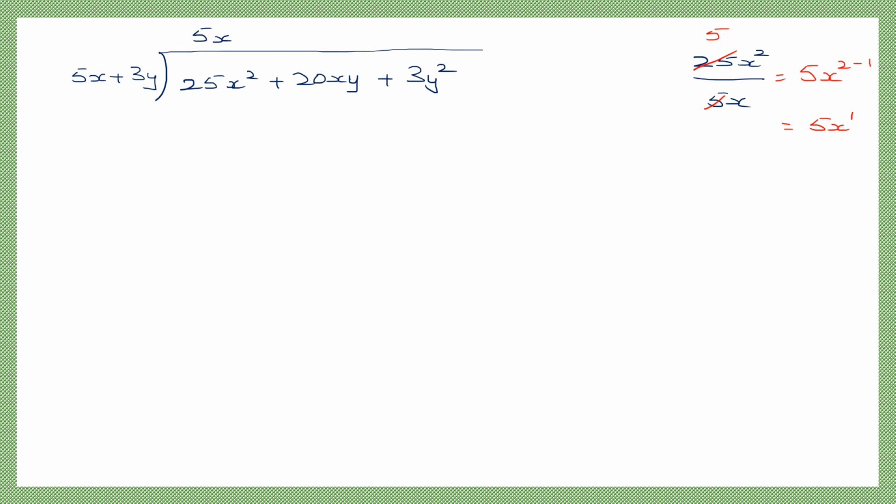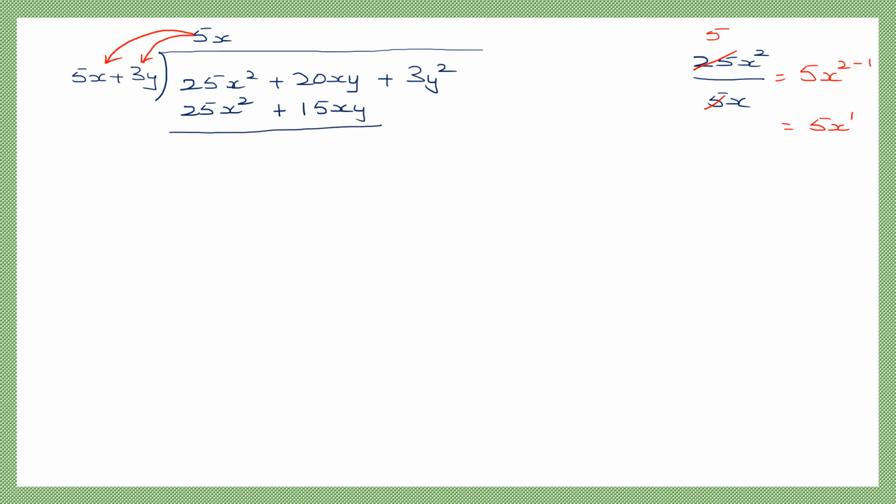Now we need to multiply 5x into 5x. So 5 5s are 25. X into x is x square. Now multiply 5x into 3y. So the sign is plus, 5 3s are 15, x into y is xy. Okay, so we've done this part.